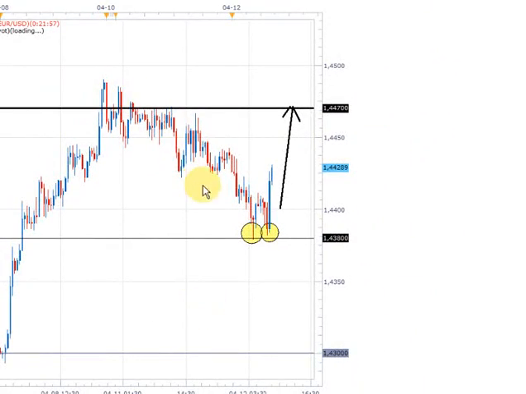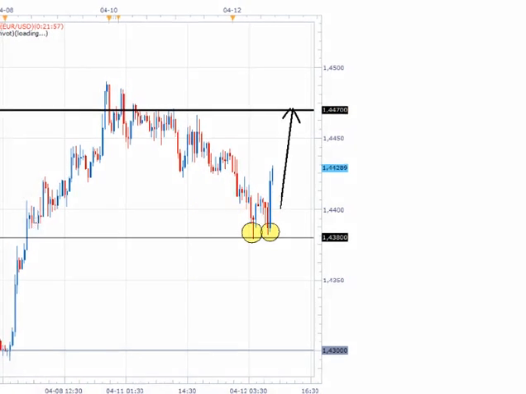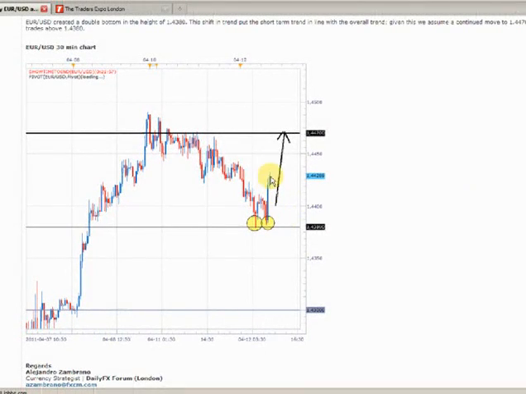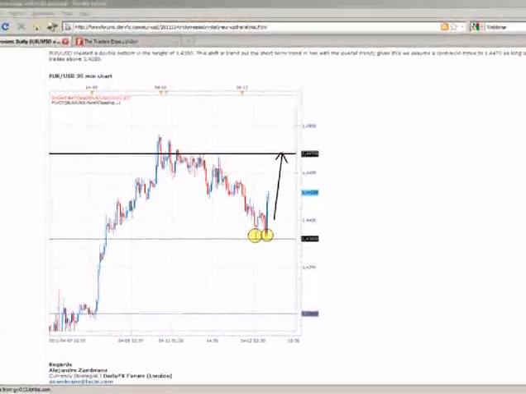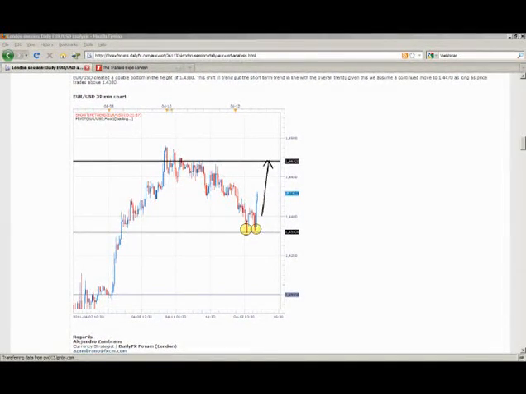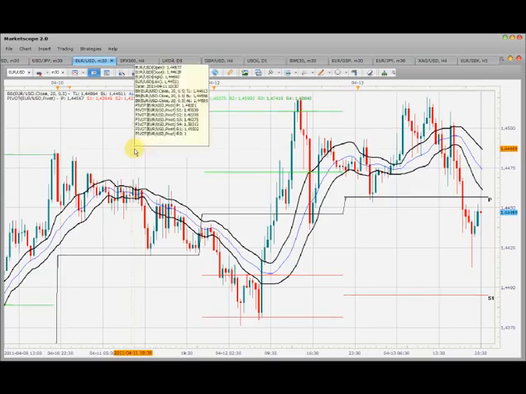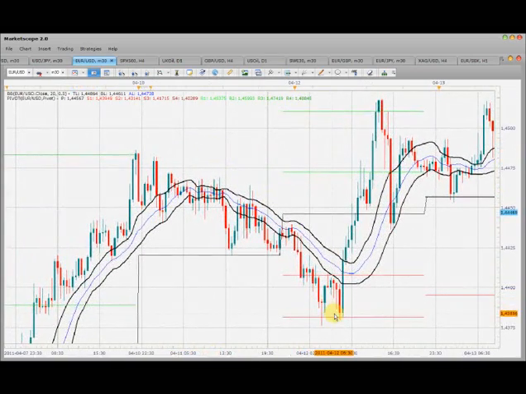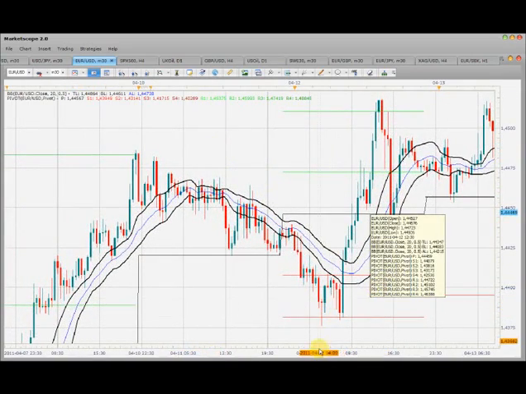You know, the red section that I was showing you guys is now broken, so this correction against the trend is now over. The short run trend is in line with the overall one. So let me show you guys in the chart exactly what happened that day. So remember the level 143.80. This is the euro dollar. This is 143.80.